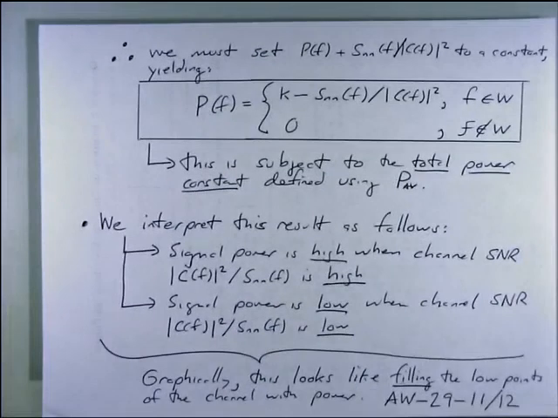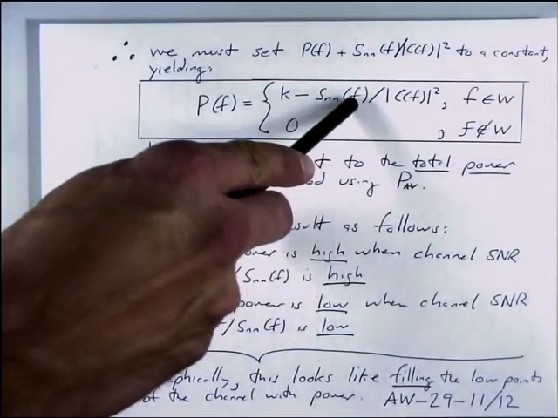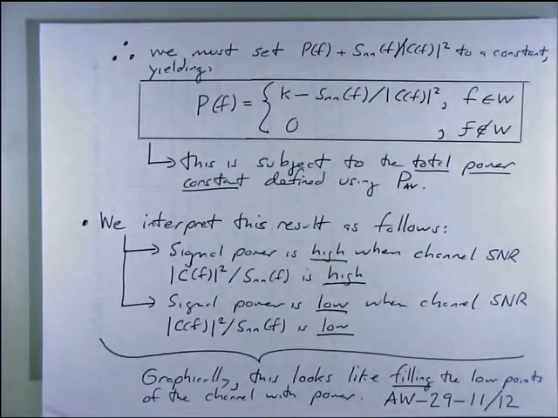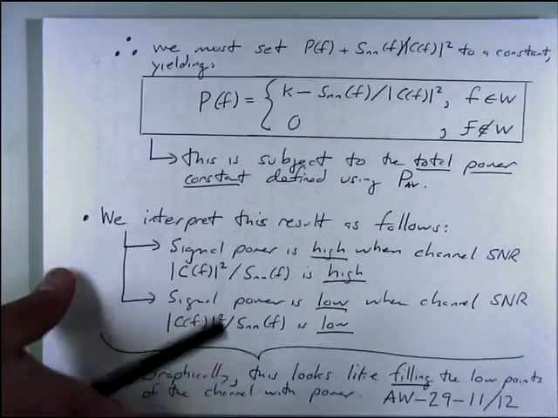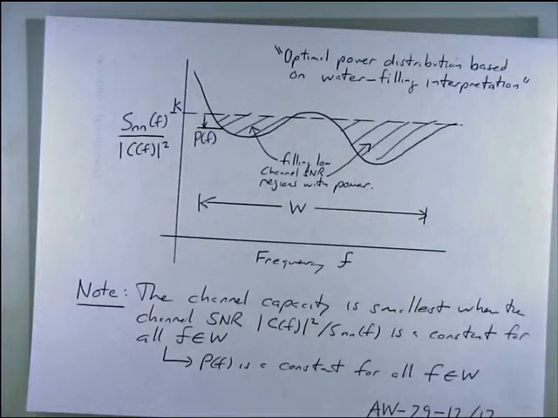What you end up getting is your power across frequency equal to the inverse of the channel squared times the noise power spectral density, all subtracted off some constant k. Graphically, it gives you this. If you want to maximize your capacity, wherever you have attenuation in your channel profile, you put more power in, and wherever you don't have a lot of attenuation, you don't. We call it water filling. You fill in the dips in the profile, and that's how you optimally distribute power to maximize capacity. That's where the term water filling comes from.